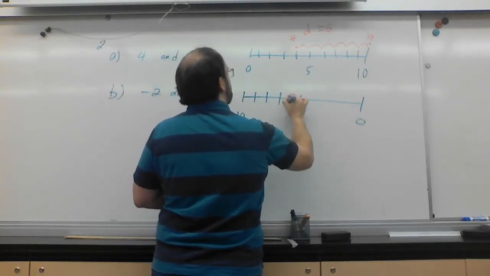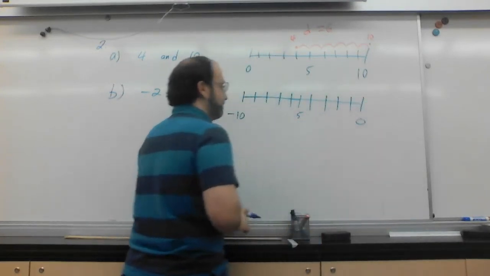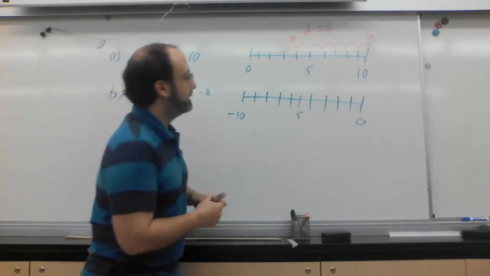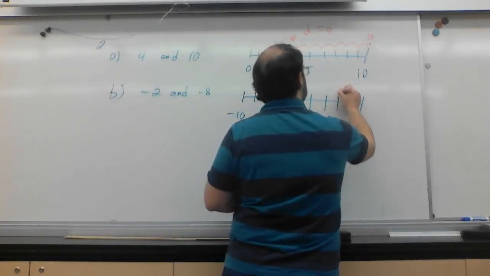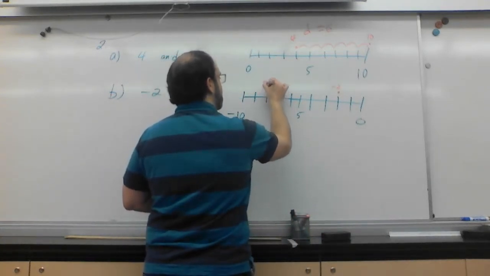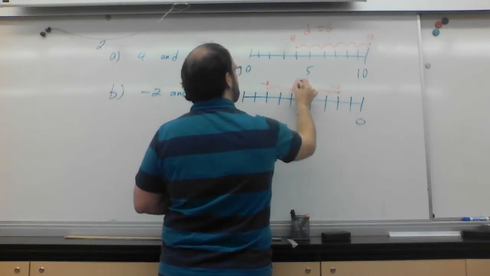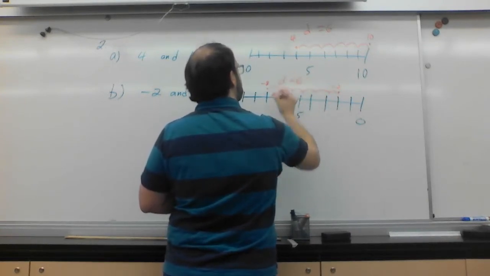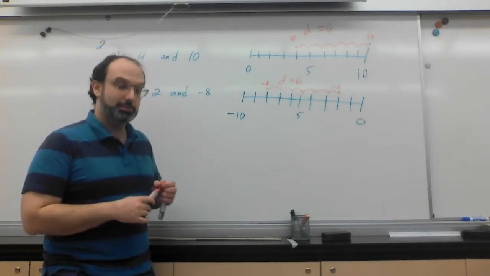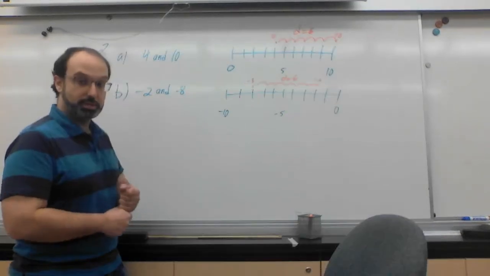9, 8, 7, 6, 4, 3, 2, 1. There we go. All right, so we're starting at -2 right here, and we're going to -8, which is right here. 1, 2, 3, 4, 5, 6. D equals 6. So these two questions actually have exactly the same answer. It is 6 steps for both of them. So let's try the next one.